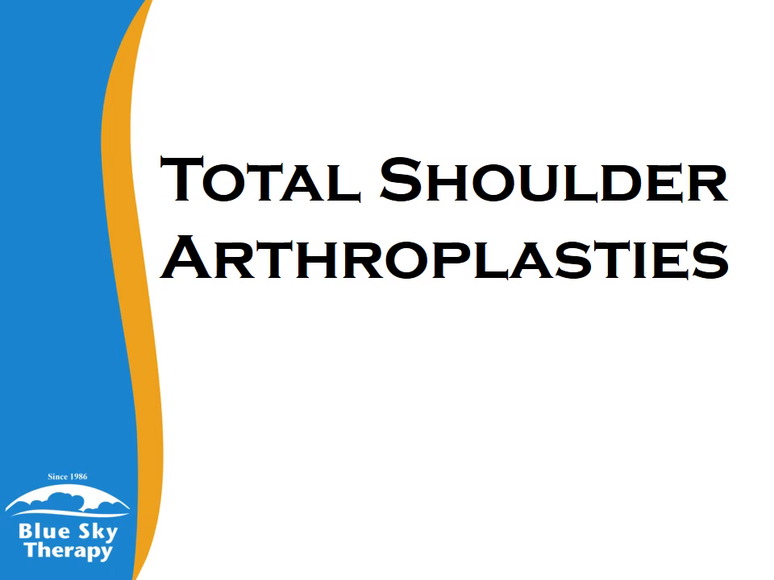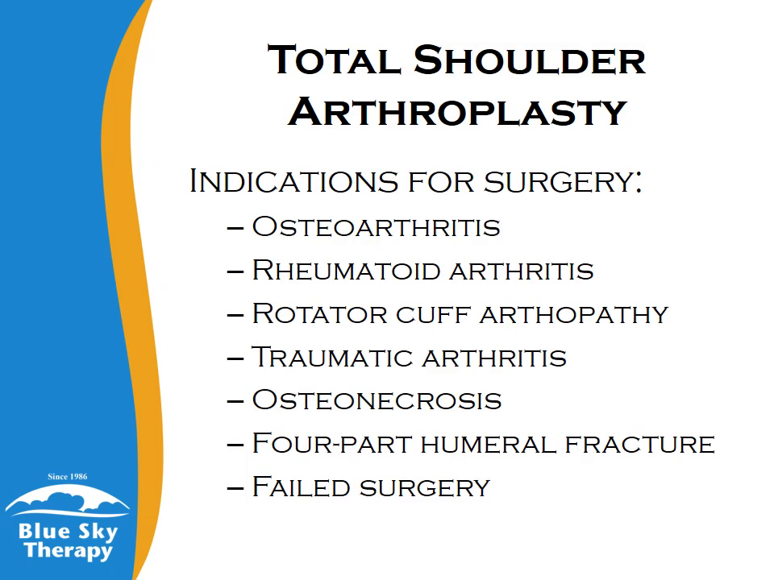Total shoulder arthroplasties. Total shoulder arthroplasty. Indications for surgery include osteoarthritis, rheumatoid arthritis, rotator cuff arthropathy, traumatic arthritis, osteonecrosis, four-part humeral fractures, or failed previous surgeries.